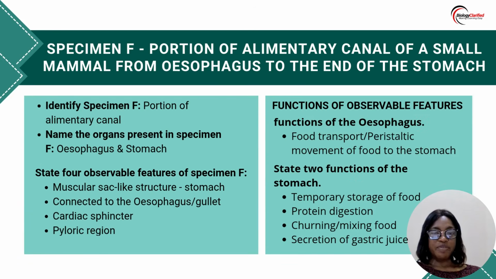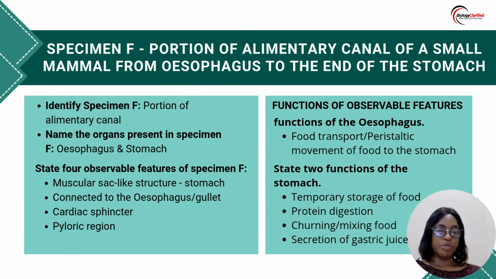So if you are told to identify specimen F, it is a portion of alimentary canal from esophagus to the end of stomach, and that it is from a small mammal. Organs present in specimen F are esophagus and stomach. Observable features of specimen F: muscular sac-like structure. Stomach is the structure that is muscular and sac-like. Then you have esophagus, and the stomach is connected to the esophagus. Then we have cardiac sphincter and pyloric sphincter.